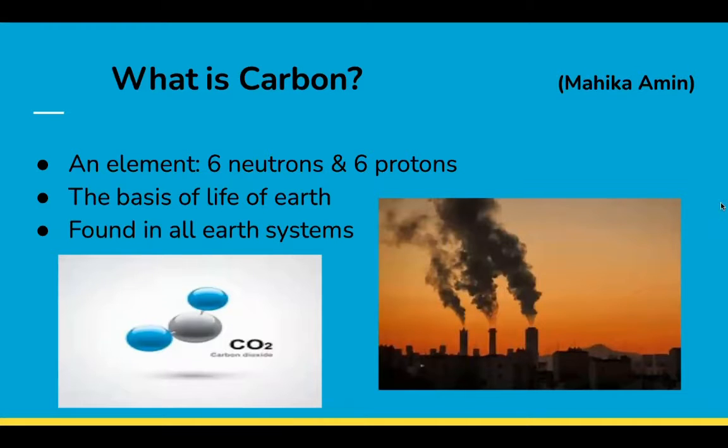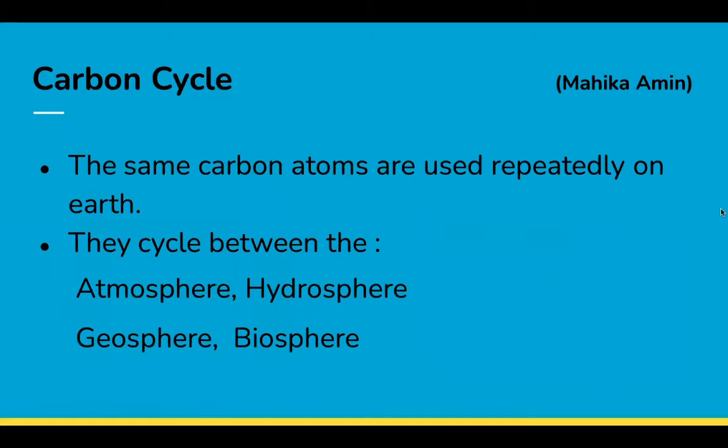Okay. So what is carbon? It's an element and it has six neutrons and six protons. It's the basis of life on Earth, and it is found in all Earth systems. So the carbon atoms are used repeatedly on Earth, and they cycle between the hydrosphere, biosphere, geosphere, and atmosphere.